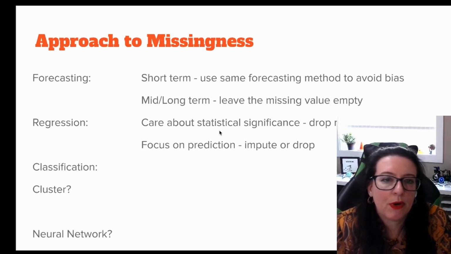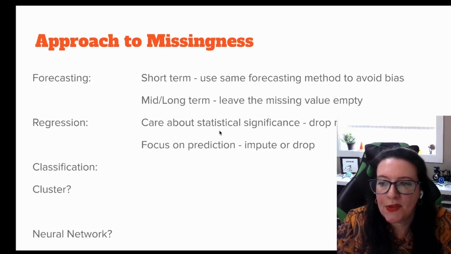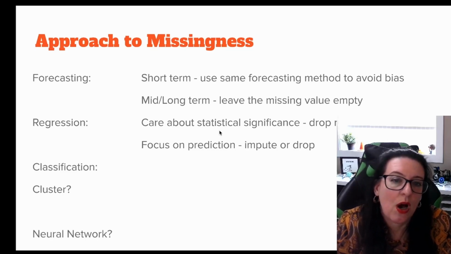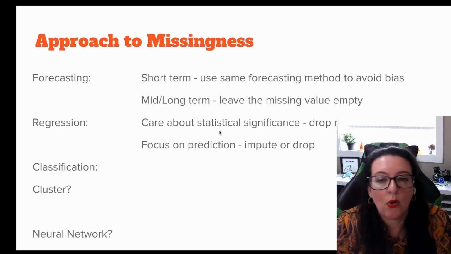So if we're doing regression and we care about statistical significance, we drop the row with the missing information. If we're focused on prediction, we can impute or we can drop.